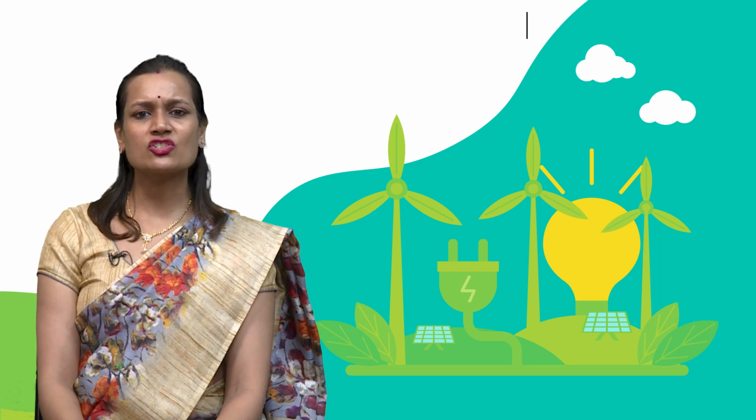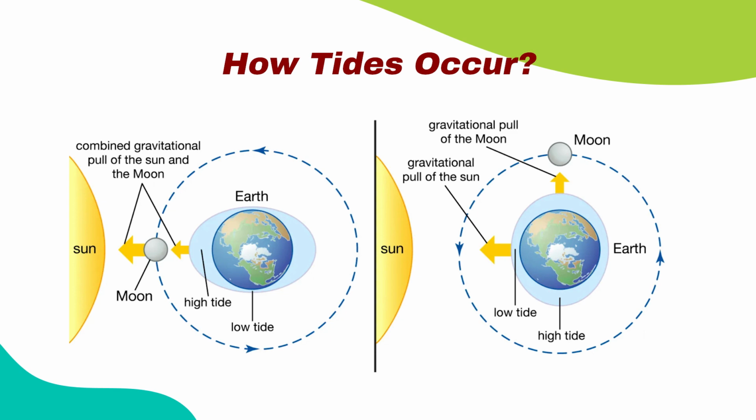Number 1, gravitational pull of the moon. The moon's gravitational force attracts Earth's water, creating a bulge of water on the side of the earth facing the moon. This bulge is the high tide. Second, gravitational pull of the sun. The sun also exerts a gravitational force on Earth's water, creating another bulge, though it is smaller than the one caused by the moon. This bulge is a secondary influence and is known as a solar tide.